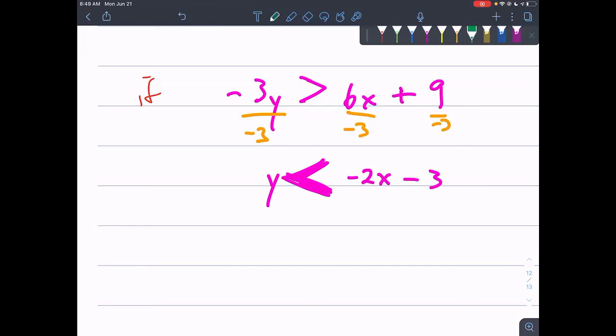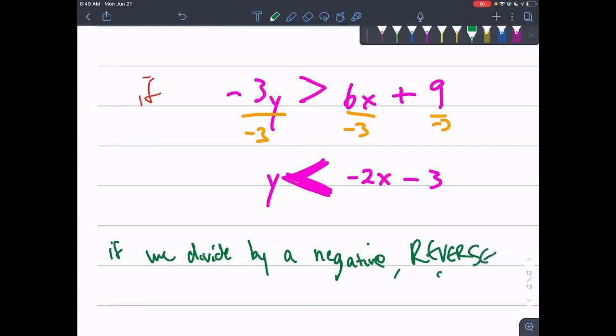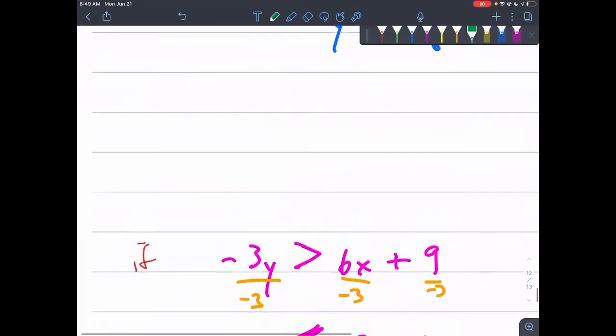So let me write that explicitly. If we divide by a negative, it doesn't matter what the top number is, but if we divide by a negative, reverse the symbol. If we divide by negative, reverse the symbol. And then hopefully you can graph that. I'll go back up here and graph this one.